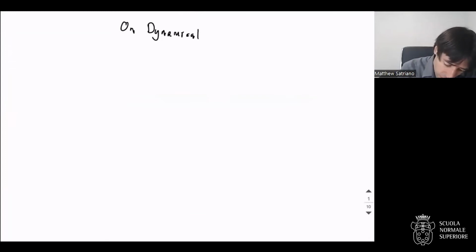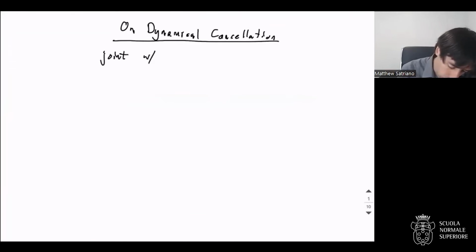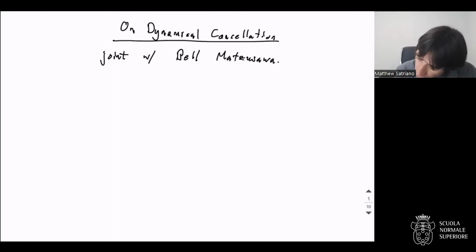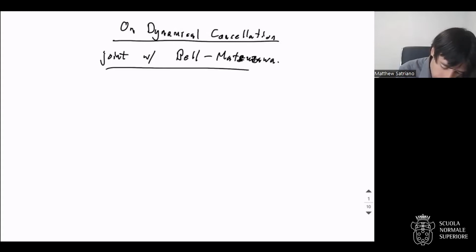All right. So I want to talk about dynamical cancellation, and this is joint work with Jason Bell and Yosuke Matsuzawa. I want to start off with a very simple example.